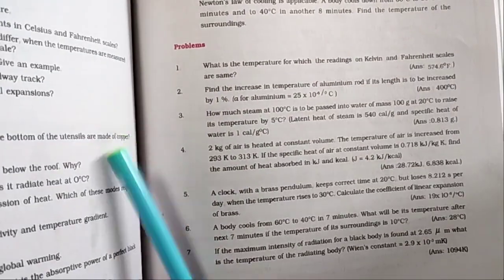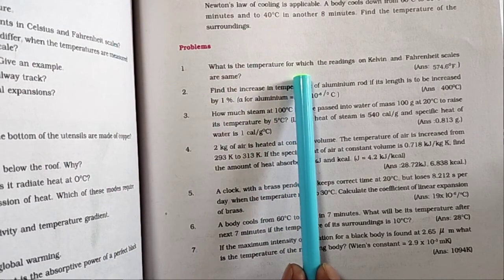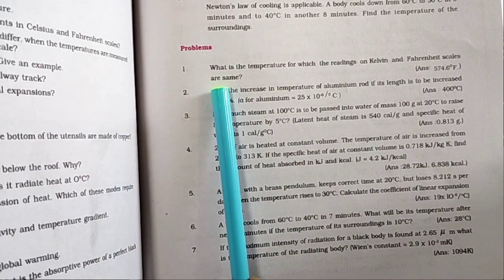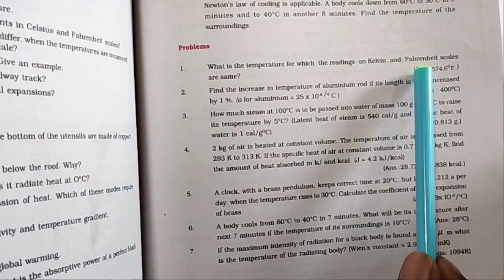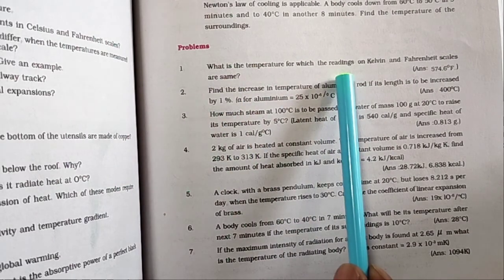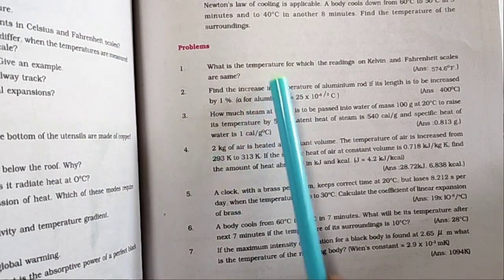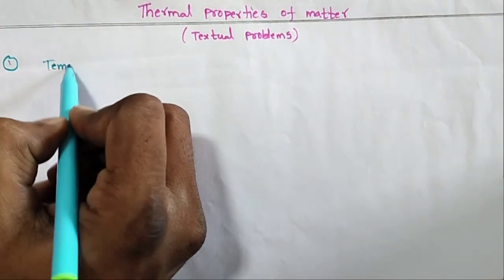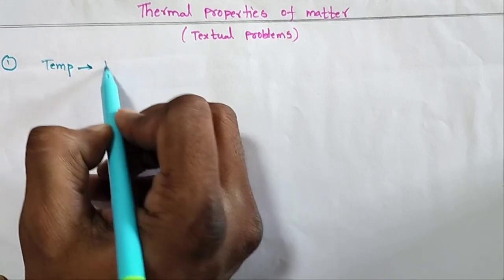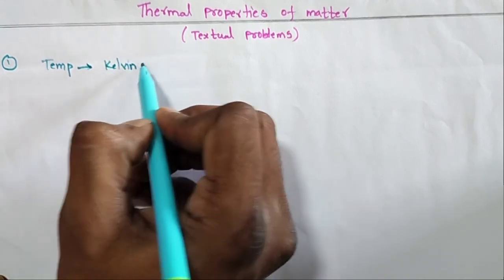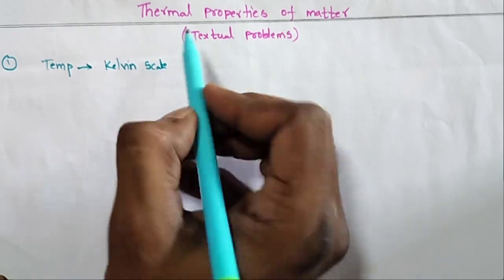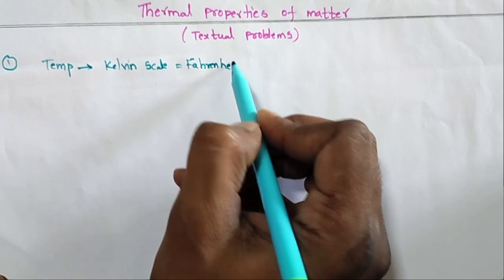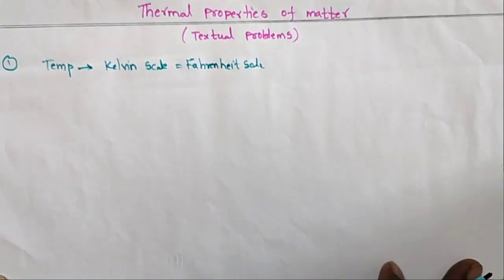The first problem: at what temperature is the reading of the Kelvin scale equal to the Fahrenheit scale? Here the Kelvin and Fahrenheit scales have the same temperature; what is that temperature? This is the first problem.